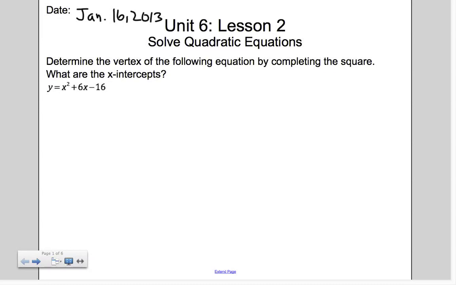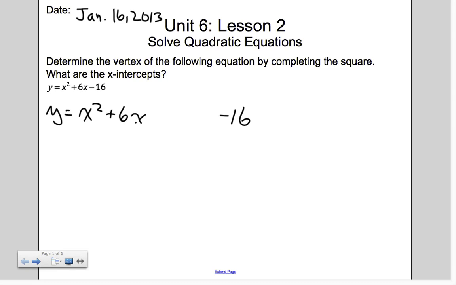For this question, we want to determine the vertex of this equation by completing the square. So it's a review of what we did last time. So y is equal to x squared plus 6x, and leave a whole bunch of space because I'm going to be completing the square.